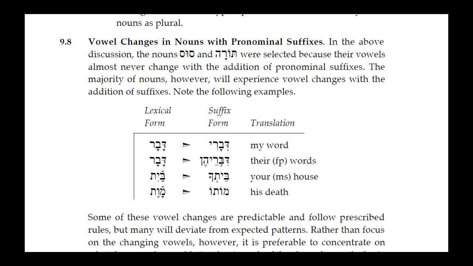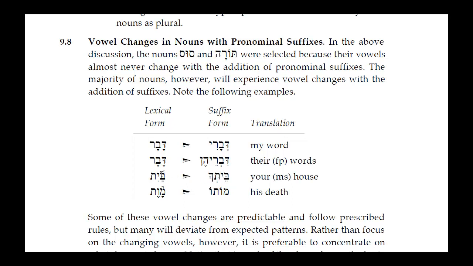All right. Well, let's go to bayit for house. Your house is beitecha, beitecha. Your house. So we just add the second masculine singular pronominal suffix on here. This actually reduces to a construct form. We'll get into constructs in the next chapter here.